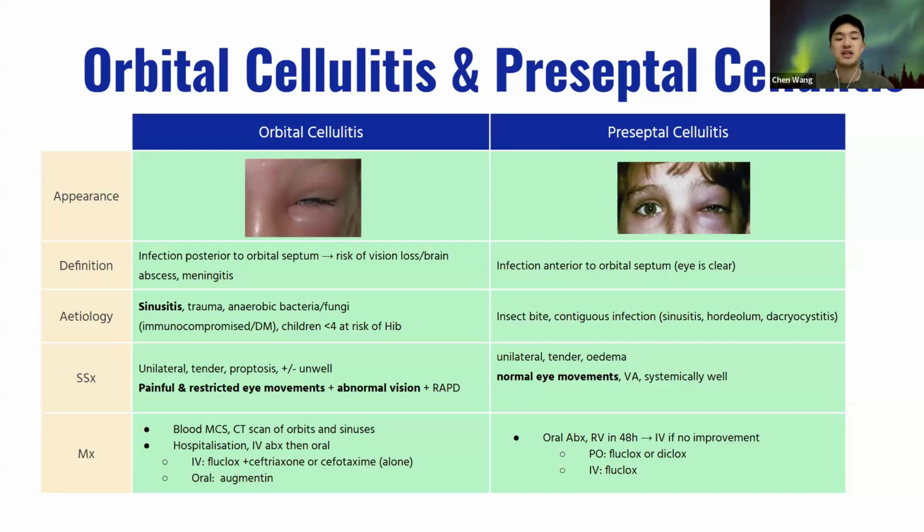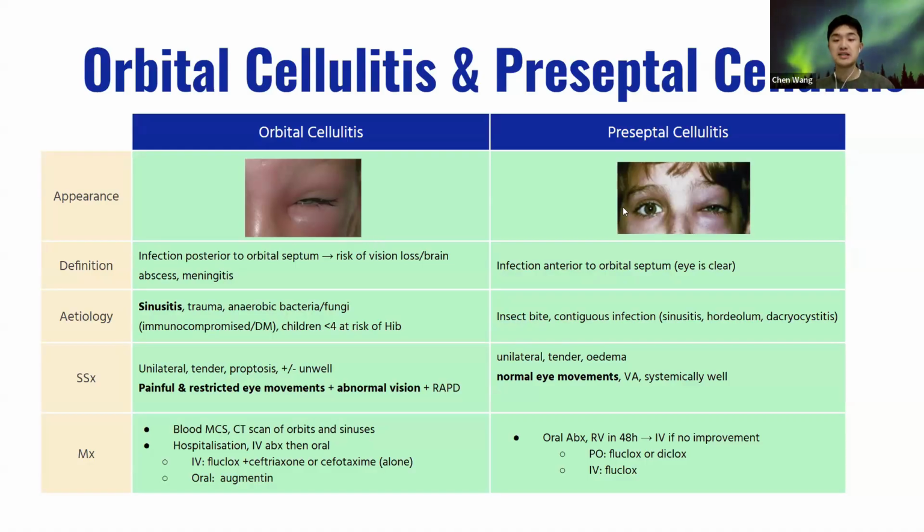So they will need to be admitted, and then you'll need to give them some IV antibiotics. Before that, you'd like to take their blood culture and also perform a CT scan of the orbits and sinuses just to see how far the infection has gone. So this is a medical emergency, orbital cellulitis.